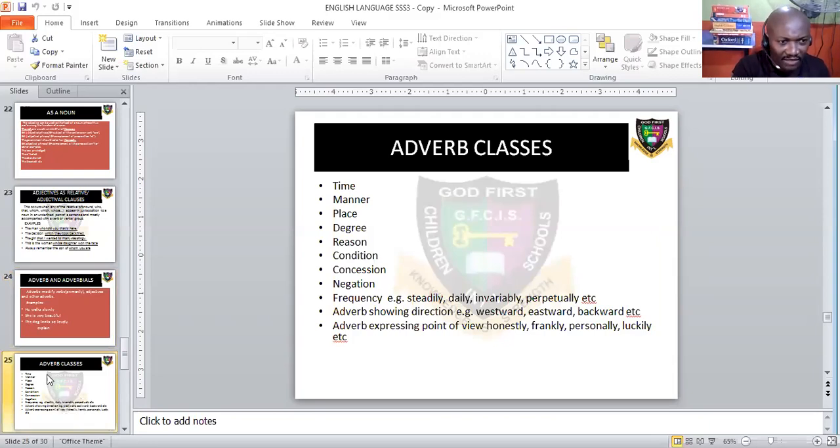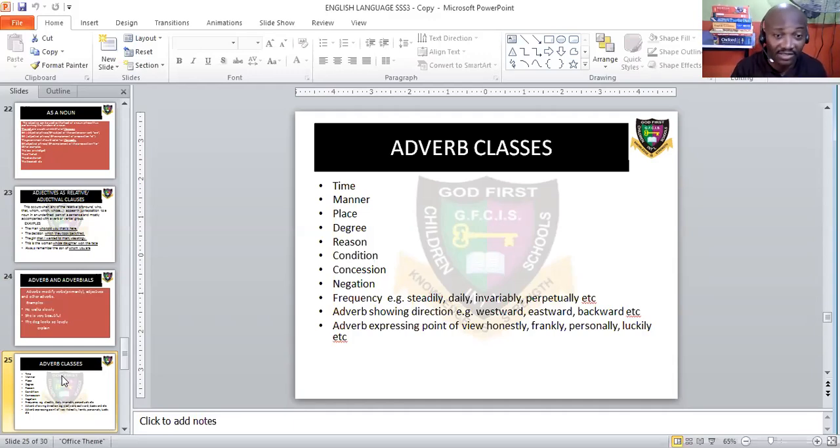It will be very important for us to look at the adverb classes. We have adverbs of time, manner, place, degree, reason, condition, concession, negation. When we talk about time, we can talk about now, since, then. Manner: stupidly, awkwardly, hard. Place: here, London, there. Degree: so, very. Reason: because, due to. Condition: if, had, unless. Concession: thereafter, nevertheless. Negation: no.